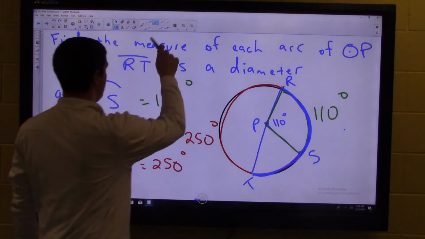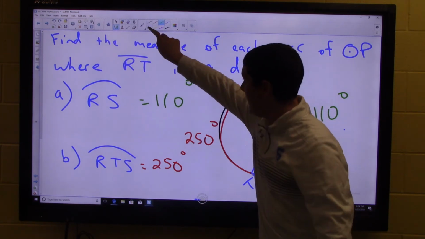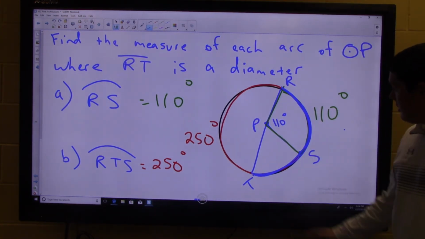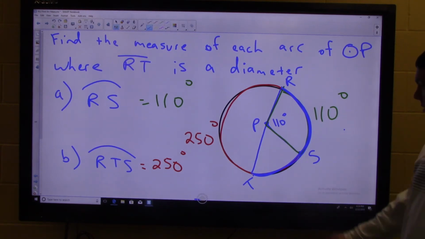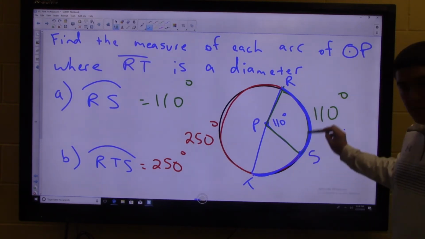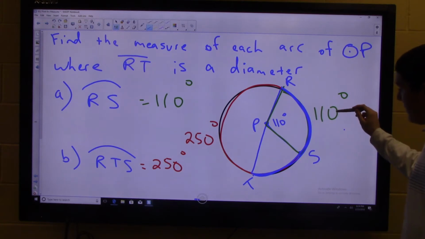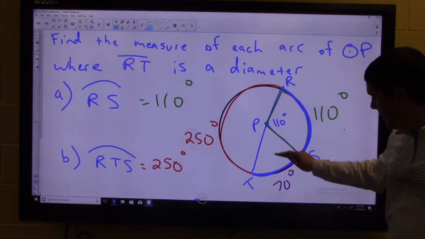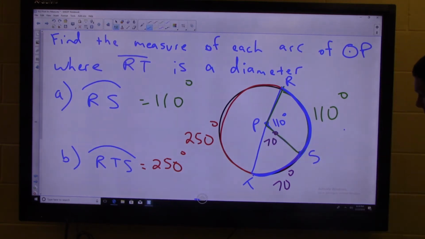So if you would have found this, I didn't ask you to do this, but if we wanted to find arc ST right here, there's a couple different ways you could do it, but you could just take 180, which we found that semicircle to be, and subtract it from, or take 180 minus 110, so that should be 70 degrees, and so should its central angle. Okay. So those are both going to be 70 degrees.